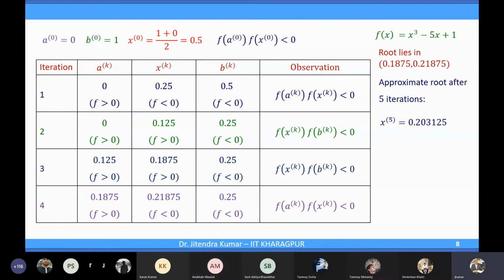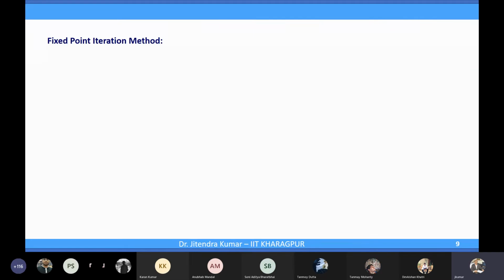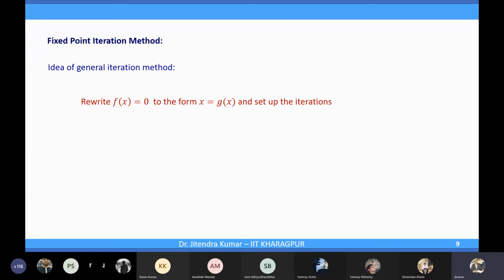So fixed point iteration method, that is the next one, because the first one was too easy actually. Now we are moving further. Fixed point iteration method. Idea of general iteration method: rewrite f(x) equal to 0 to the form x is equal to g(x). So this is your given equation where you want to find the root.